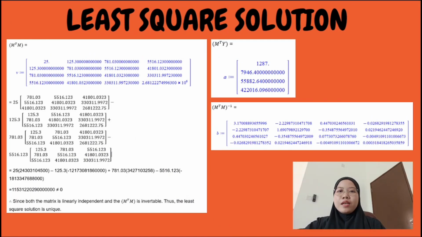Least square solution. We multiply M transpose with M. The dimension for M transpose M is 4 by 4. And then we check whether the condition is satisfied or not. Since the value is not equal to 0, both conditions are satisfied. The least square solution is unique. Next, we need to find M transpose y. The dimension for M transpose y is 4 by 1.